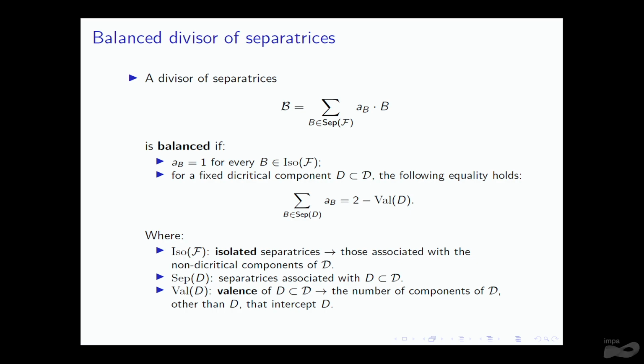And I will also put some dicritical separatrices. For a fixed dicritical component, well, I have infinitely many separatrices cutting the dicritical component. The following equality holds: the sum of the coefficients is 2 minus the valence of the dicritical component. So the separatrices associated with the dicritical component are such that their coefficients satisfy this equation, 2 minus valence. Valence of D is the chemical valence. It's the number of bonds. Okay?